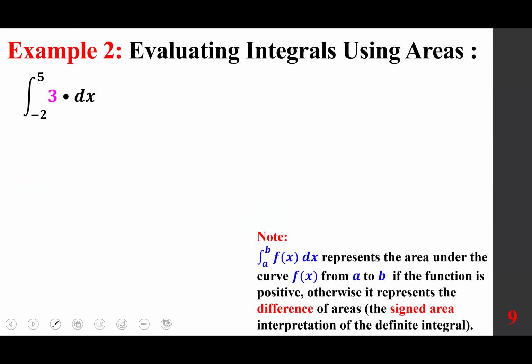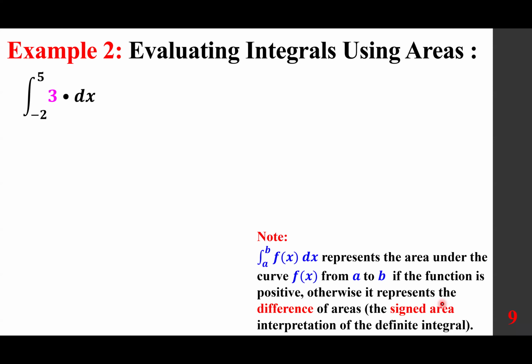Let's evaluate integrals using areas. The integral of 3 dx from -2 to 5. So what do we mean by areas? Note, the integral from a to b of f of x dx represents the area under the curve of f of x from a to b if the function is positive. Otherwise, it represents the difference of areas, known as the signed area interpretation of the definite integral.